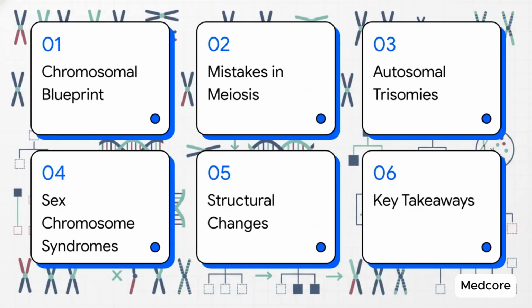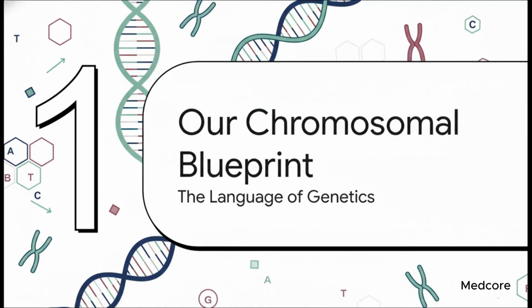So, here's how we're going to tackle this. First, we'll lay the groundwork, what a normal set of chromosomes even looks like. Then we'll get into the main way things go wrong, a process called non-disjunction, and finally, we'll connect all that theory to the real-world clinical syndromes you're going to see. Sound good? All right, first things first, we've got to get our vocabulary straight. You can think of this as learning the basic language of genetics. If you don't nail these terms down now, everything that comes next is going to be confusing. So let's pay close attention here.